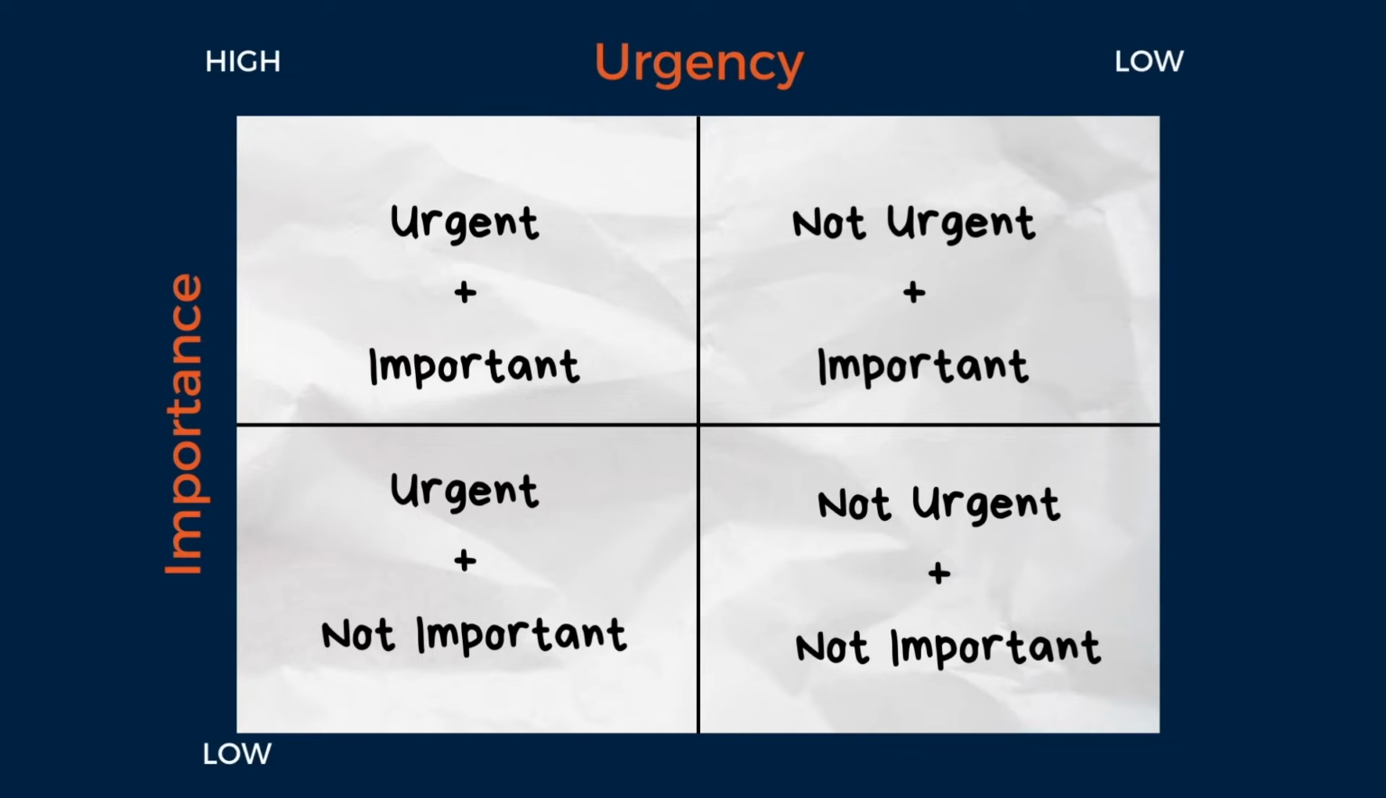Quadrant 1 is urgent and important. Quadrant 2 is not urgent but important. Quadrant 3 is urgent but not important. And finally, Quadrant 4, which is not urgent and not important.